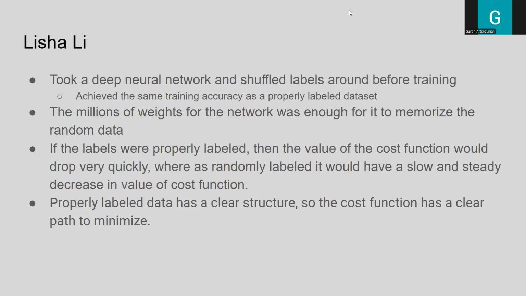Zhang et al. took a deep neural network and shuffled the labels of training data before training. This means the input data was no longer associated with the correct labels. Despite this, the network was still able to achieve high training accuracy, meaning it memorized the random labels. The network achieved the same training accuracy as it would on the properly labeled data. This shows the network has enough capacity, the millions of weights, to memorize the random mappings between inputs and shuffled labels. So I think the lesson here is that neural networks are better suited to learn on structured data, but they can also learn on random data, but it'll be much slower.